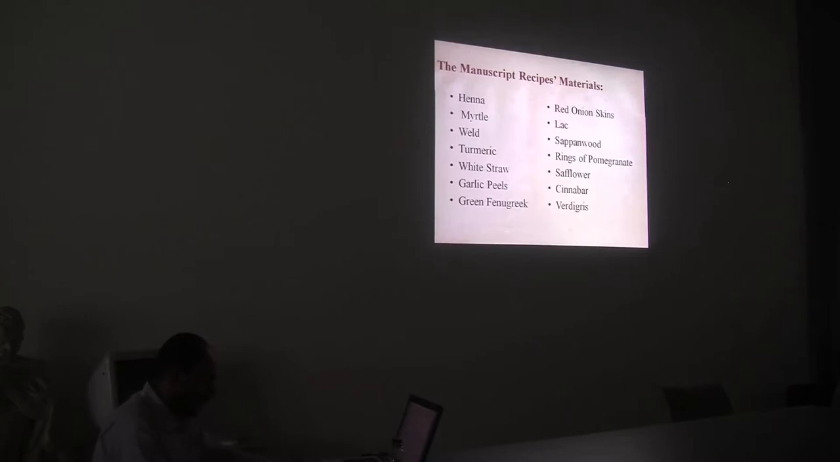The fifth chapter, which is about paper dyeing, contains 15 recipes for dyeing papers by using 14 materials. According to their mention order by the manuscript author: henna (2 recipes), myrtle, weld, turmeric, white straw, garlic beans, green fenugreek, red onion skins, lac, sappanwood, cinnabar, verdigris, the rind of pomegranate, and finally safflower. And all these recipes are translated for the first time into English literature.